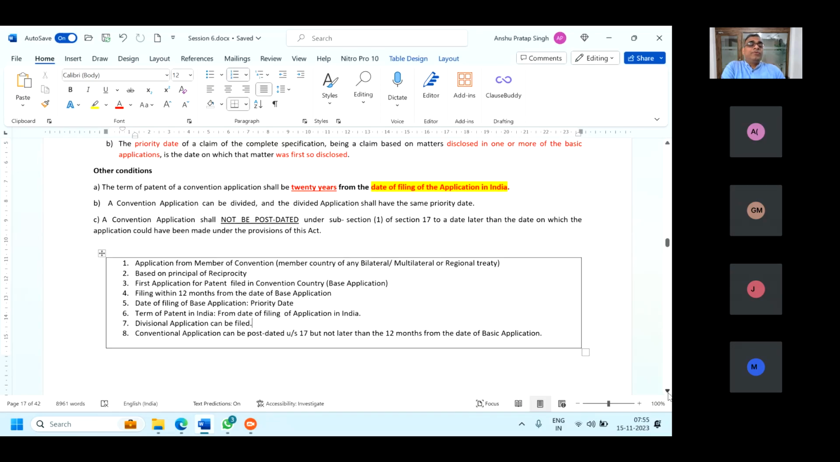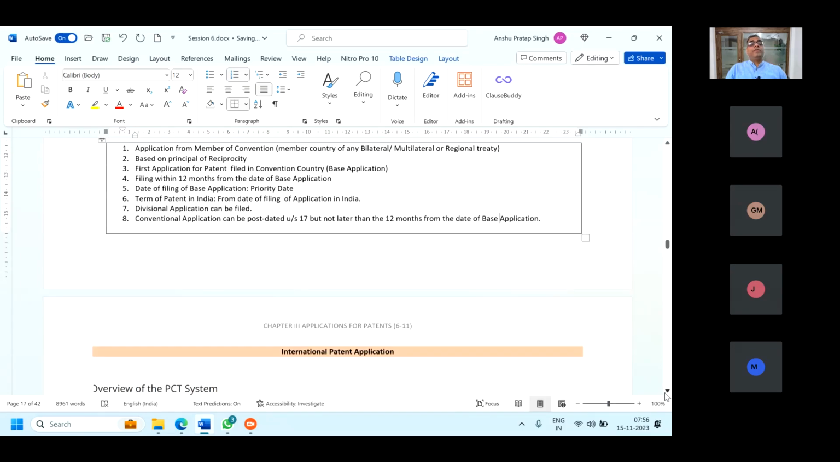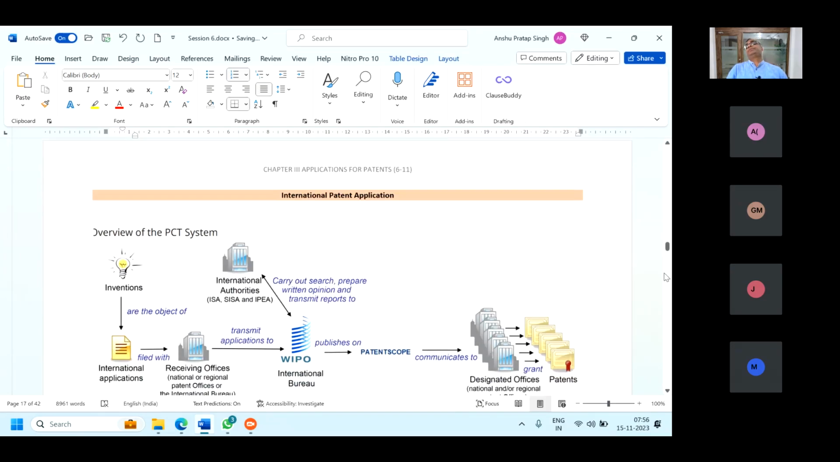A divisional application can be filed, and a convention application can be post-dated under section 17, but not later than 12 months from the date of the base application. It's the basic application, that is incorrect, it should be the base application. So we have understood the convention application.